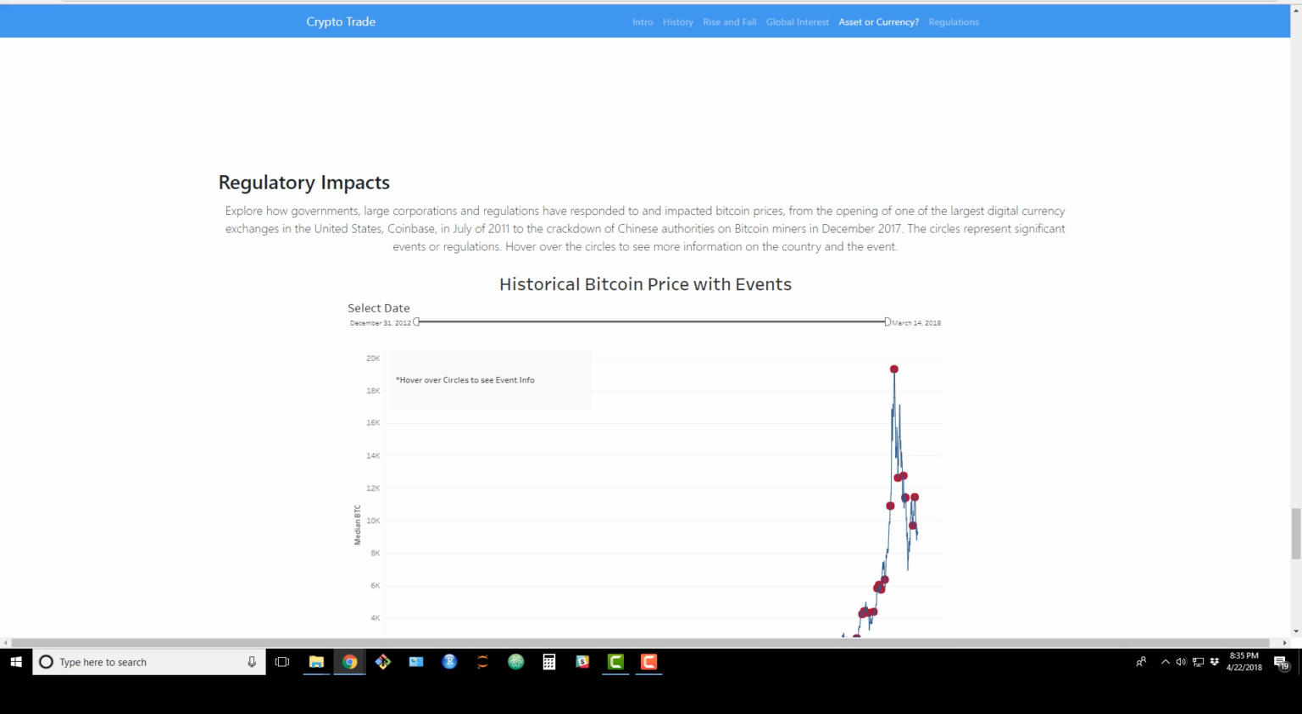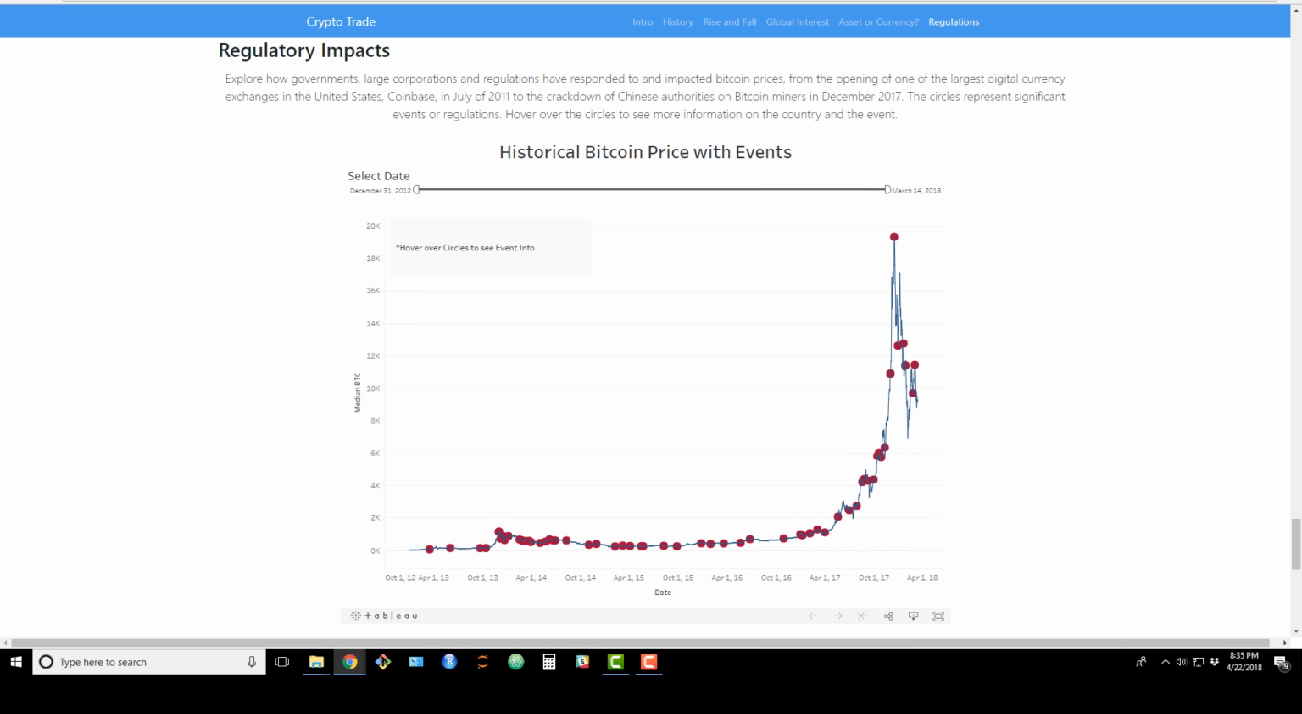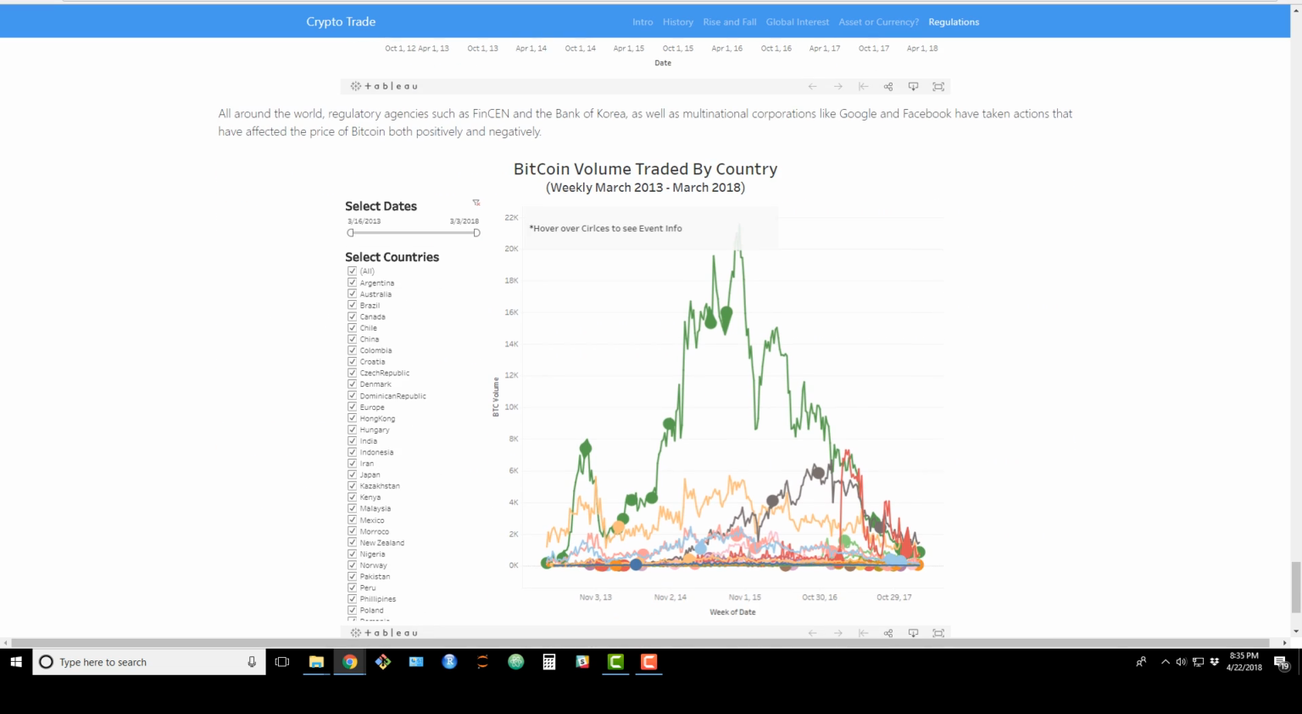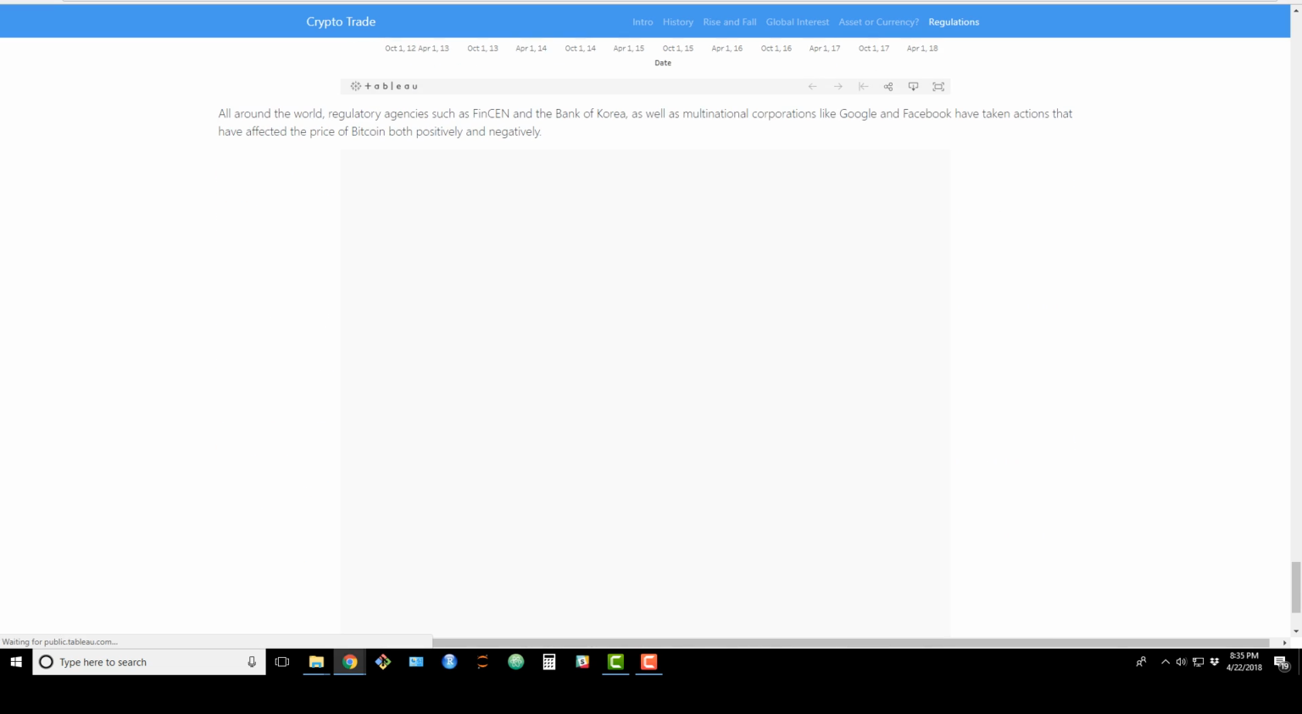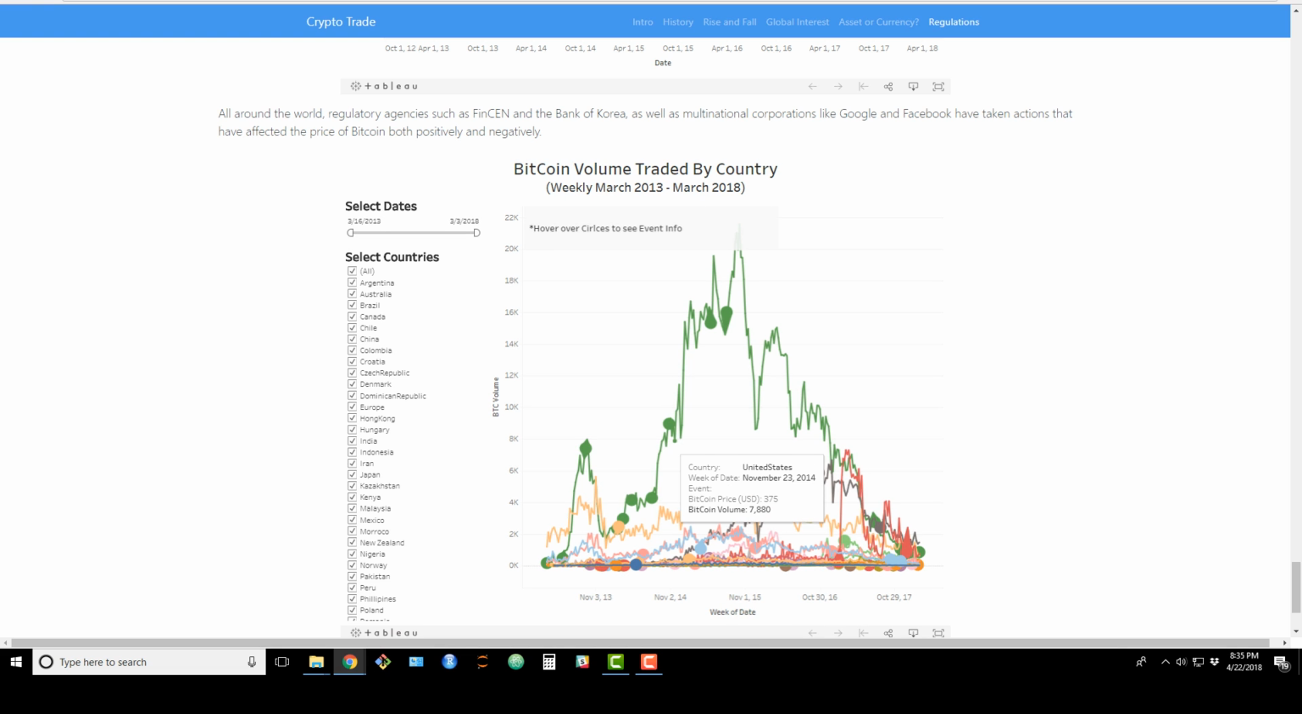And our final two charts here overlay significant market and regulatory events on the prices and volumes traded of Bitcoin. If you hover over the red circles here, you can see significant events. So, for example, here we have China announcing that they were going to crack down on Bitcoin miners. And here, again, you can filter by date and by country. You can see how in 2013, the FBI shuts down Silk Road and arrests Ross Ulbricht.